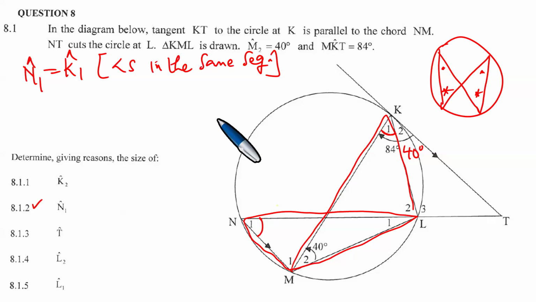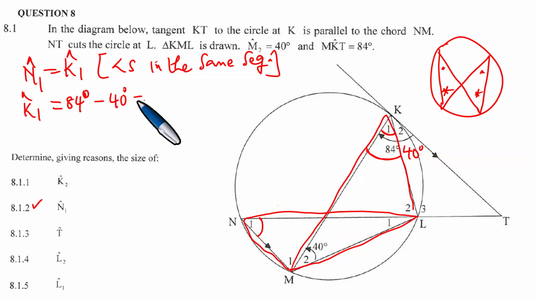Okay, what do we do next? The challenge is that we don't know this angle here. We know the whole thing, and we also know this one is 40. So the angle K1 is 84 degrees minus 40 degrees, and 84 minus 40 is 44 degrees. This gives us that this angle is 44 degrees.